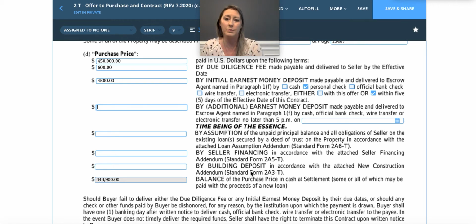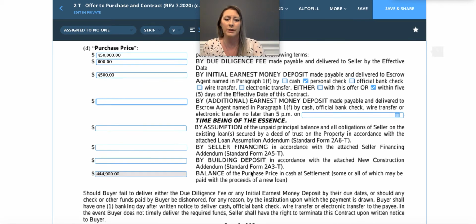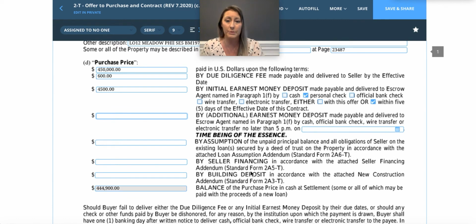Building deposit: builders now have their own contracts that you sign. So again, you normally don't submit an offer to purchase to a builder. They usually send you their own contract if it's a new build. They would ask you, but I guess you can use it. Anyways, we're just going to gloss over that.